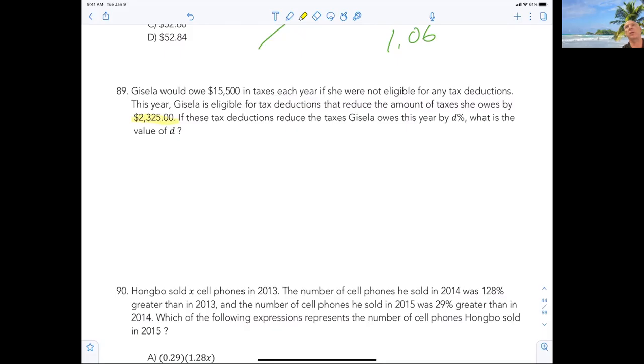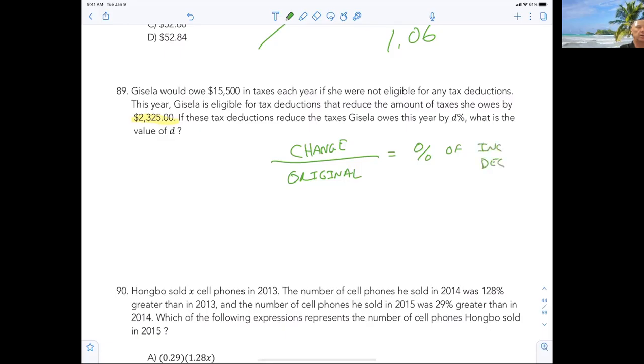Does everybody agree? And I would like everybody to write this down. It's the change divided by the original, all right? And that's the percent of increase or decrease. So did they tell us the change already?